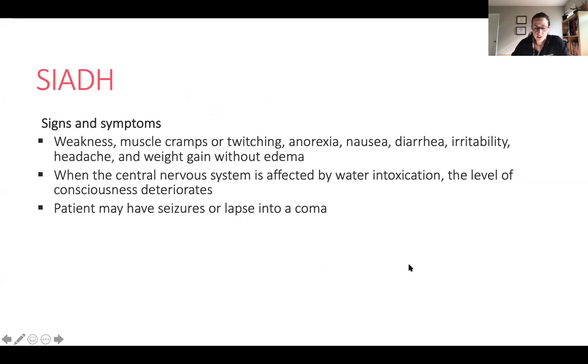So signs and symptoms, they'll have weakness, muscle cramps and twitching because of the electrolyte disturbance. They can have anorexia, nausea, diarrhea, irritability, headache, and weight gain without edema. So the central nervous system will be affected by water intoxication, so then the level of consciousness will decrease. And they could have a seizure or even end up in a coma.